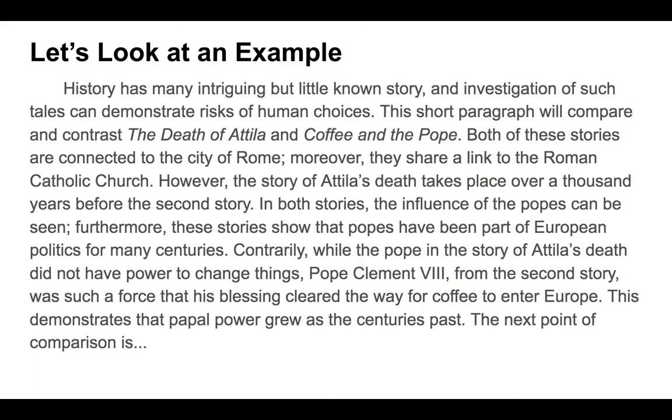Did anyone catch the error in that first sentence? If you highlighted the fact that this word here, story, should be a plural noun, then you were correct. Because we say history has many intriguing but little known. Many, this word here, is an adjective, so it tells us the noun should be plural. So that's just an error that I caught.